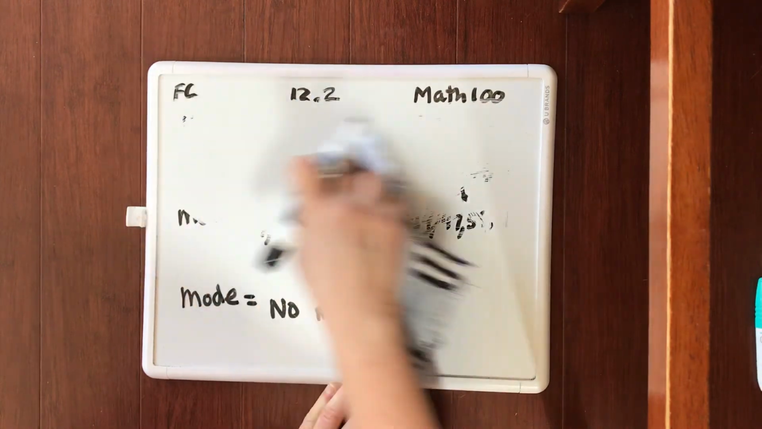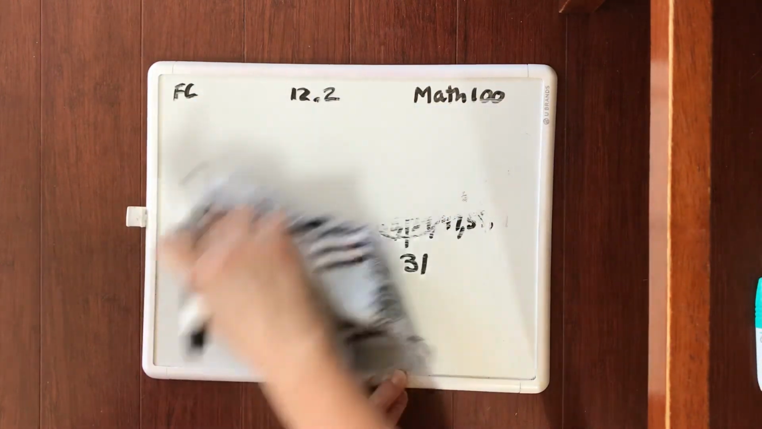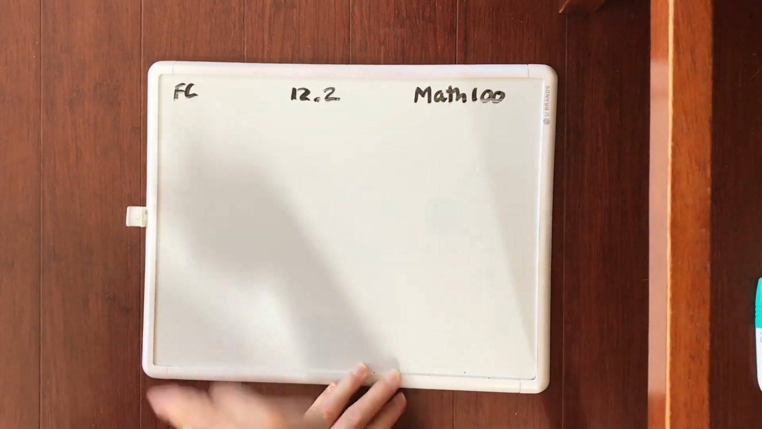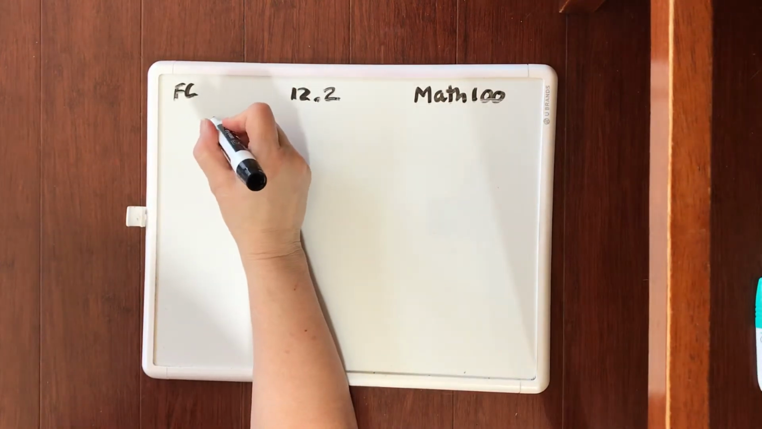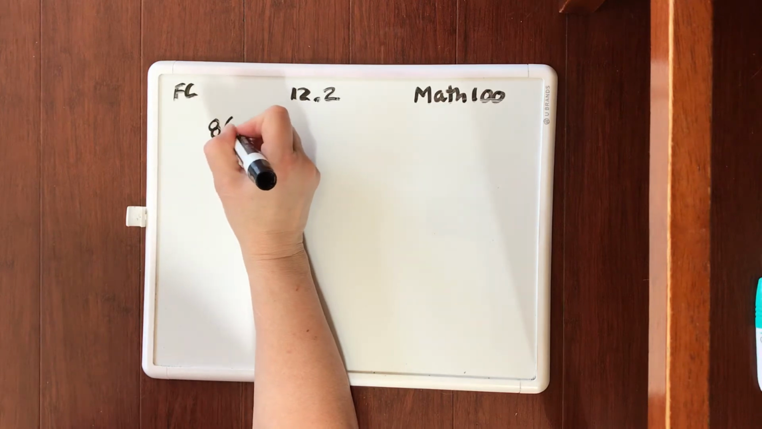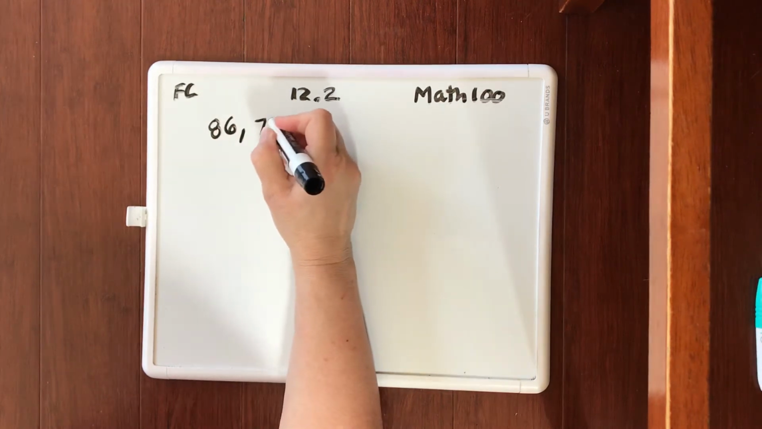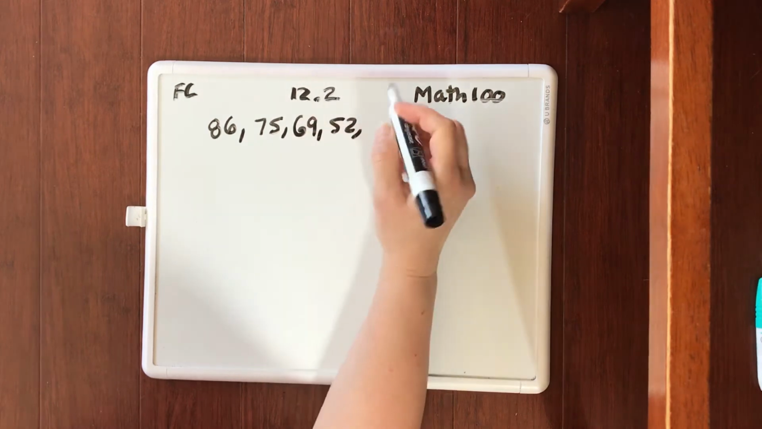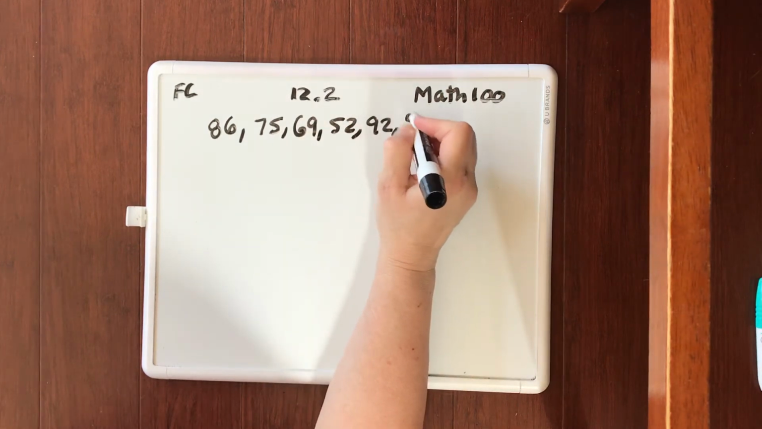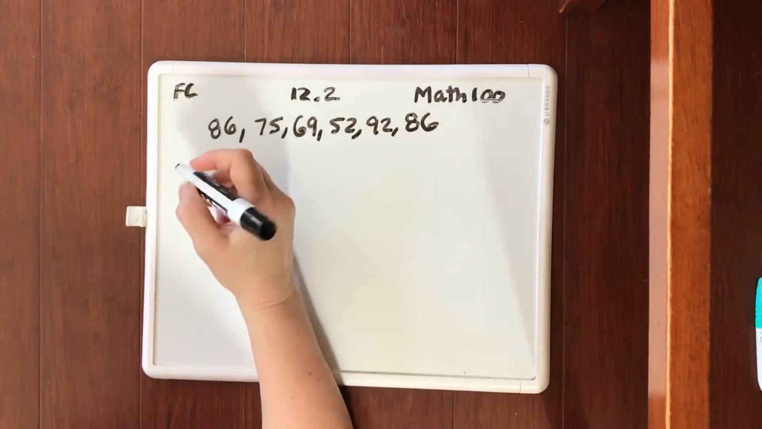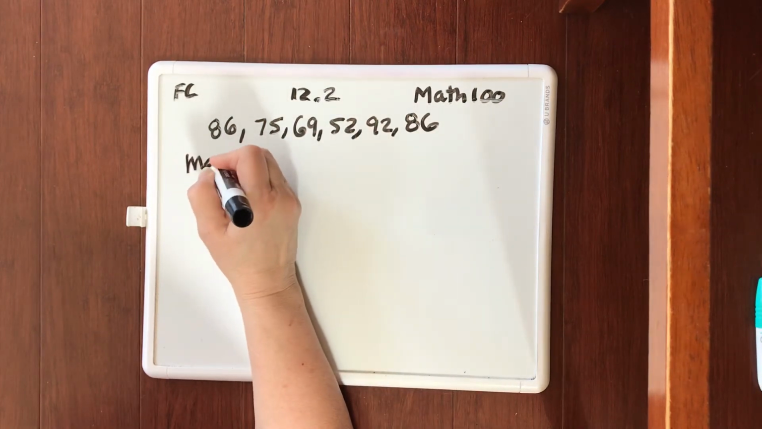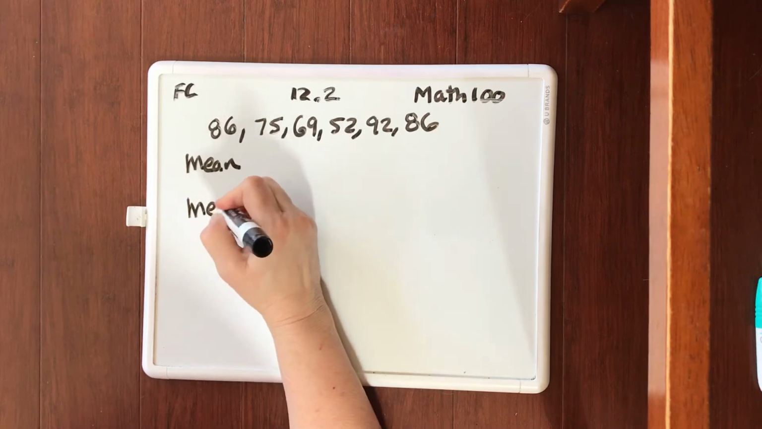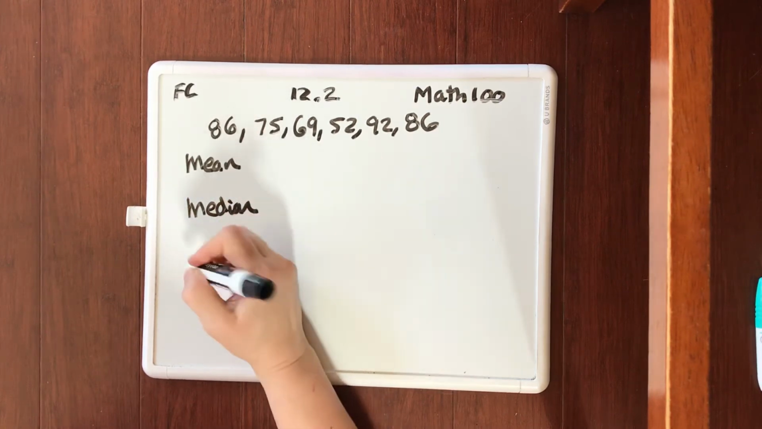Okay. So now I'm going to give you a problem for you to do, and you can stop the tape to see how you did. Okay, so I'm going to give you a bunch of numbers, some data points: 86, 75, 69, 52, 92, and 86. What I would like you to do is find the mean, the median, and the mode.